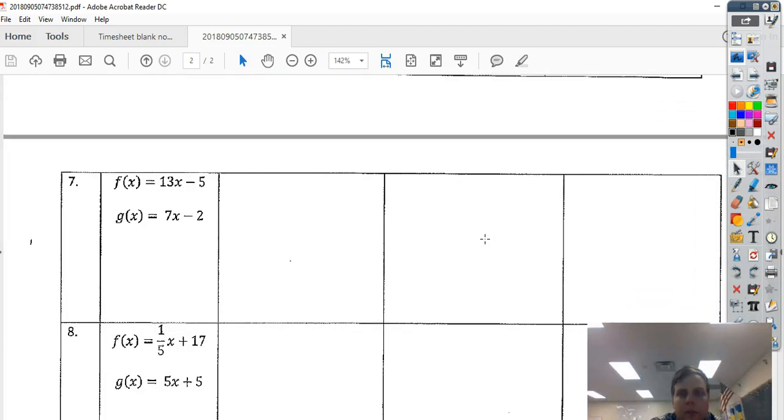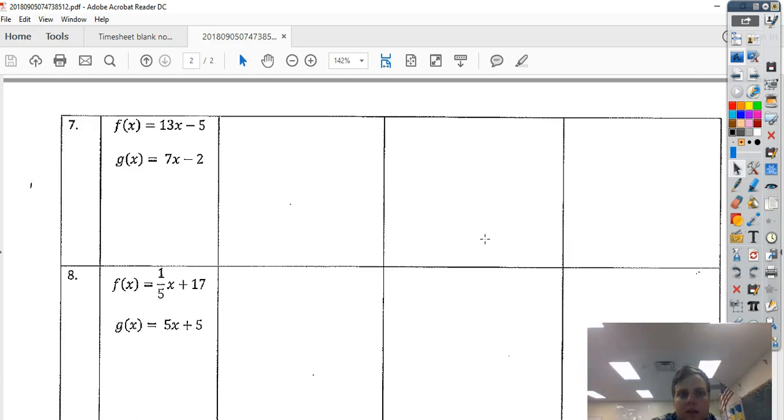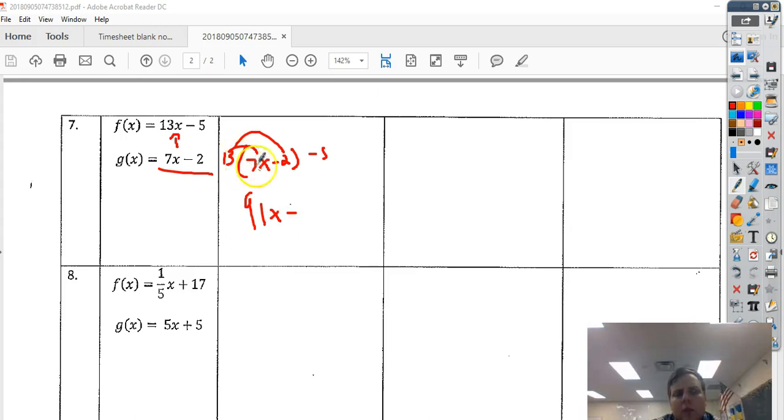Alright, so these problems are the same ideas we just did, okay? We're going to find f of g first, so we're going to take the g function and put it in for x on the f function. So 13 times 7x minus 2 minus 5. Distribute the 13 in. So 13 times 7 is 91x minus, is it really? 13, 10 times 7 is 70, 3 times 7 is 21. Yes. 13 times 2 is 26. And then minus 5. So you get 91x minus 31.